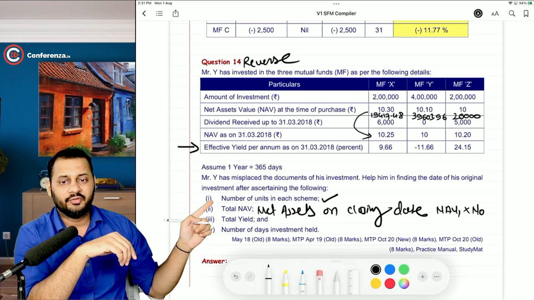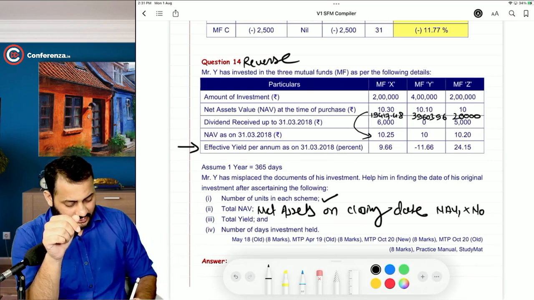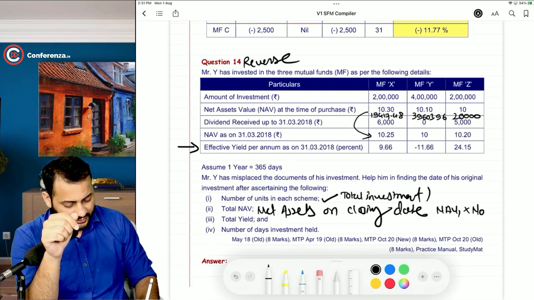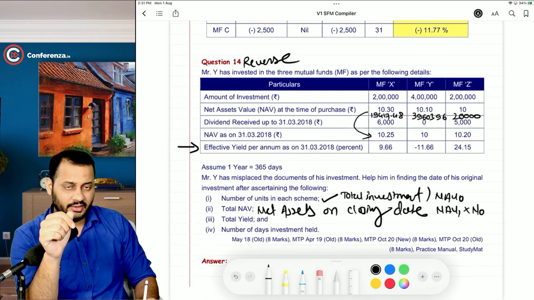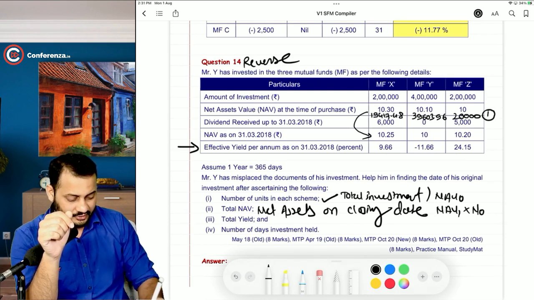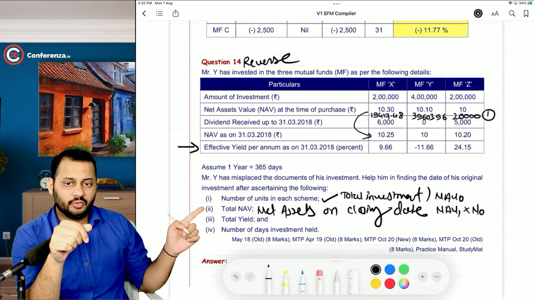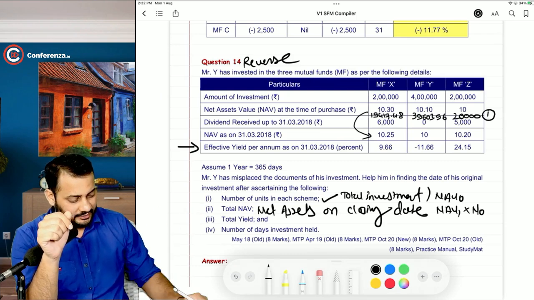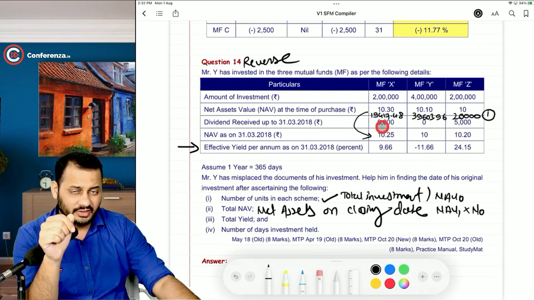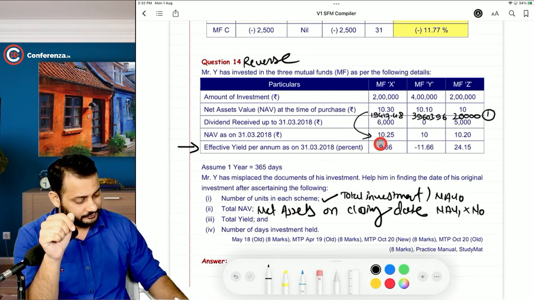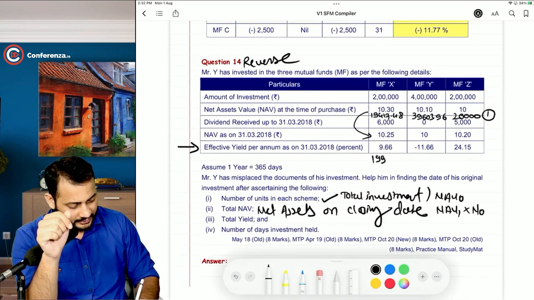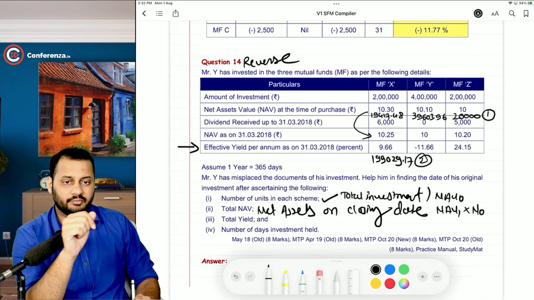Okay, number of units is very simple. Total investment divided by NAV 0, the opening NAV. So this is the answer for the first part. Okay, total NAV. When you multiply this 19417.48 with the closing NAV 10.25, you will get 199,029.17. This is going to be the answer for the second part.